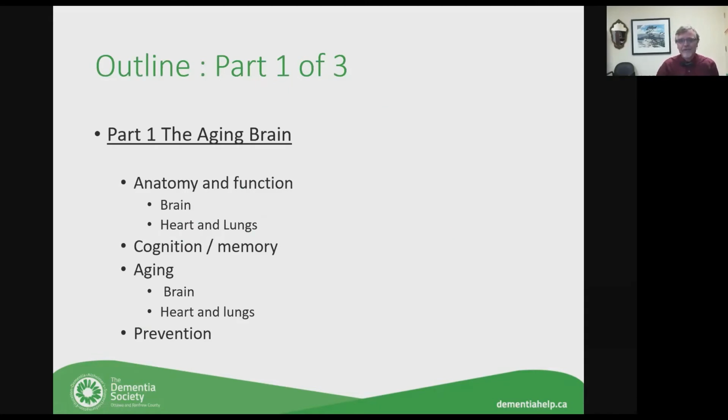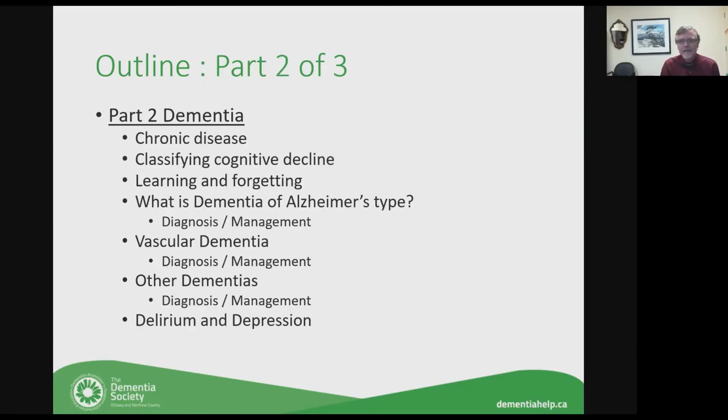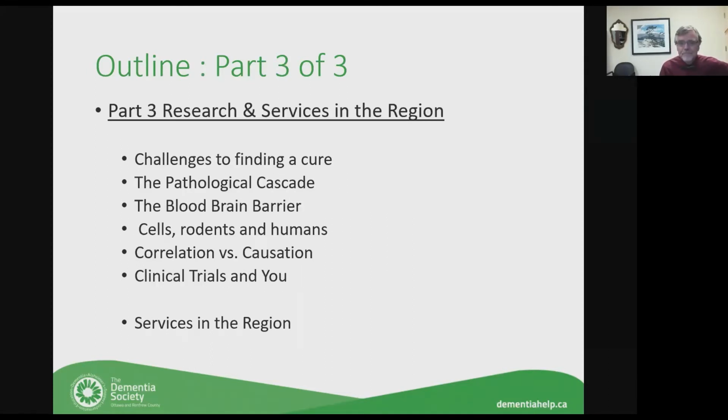So this is what you heard about last time, which was sort of the aging brain, anatomy and function, cognition, memory, and some prevention. So today this is the plan. We'll be talking about dementia specifically, looking at it as a chronic disease, some classification elements, talking about learning and forgetting as concepts, and then talk about different types of dementia, and finally do a little bit of contrast between dementia, delirium, and depression.